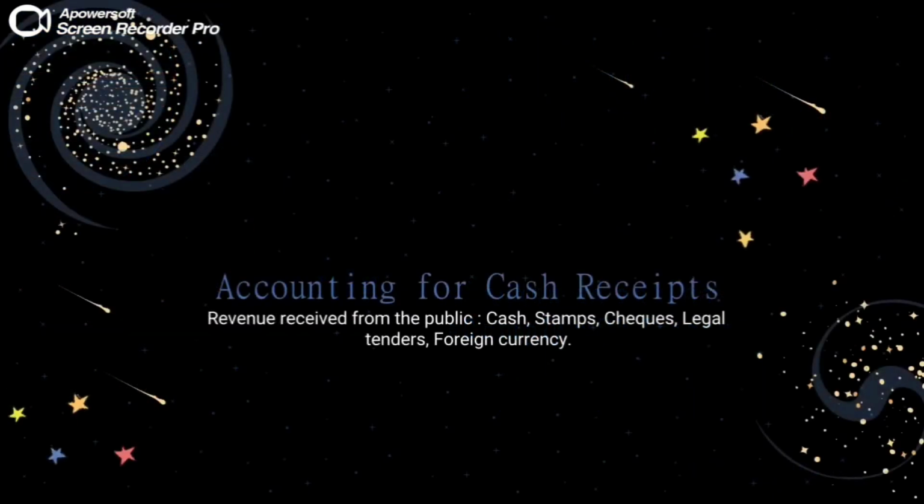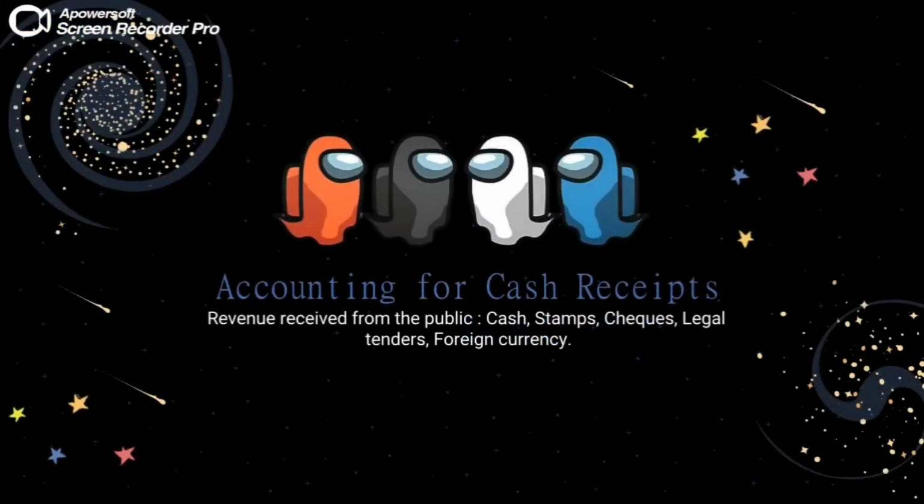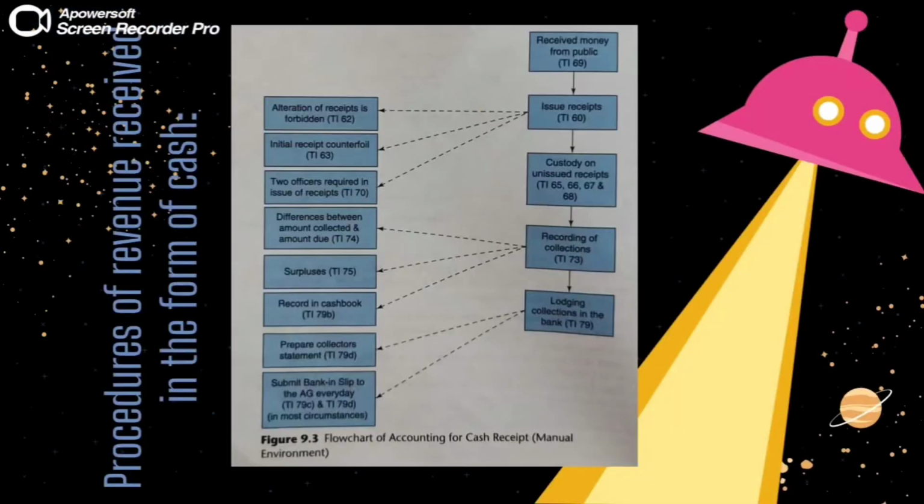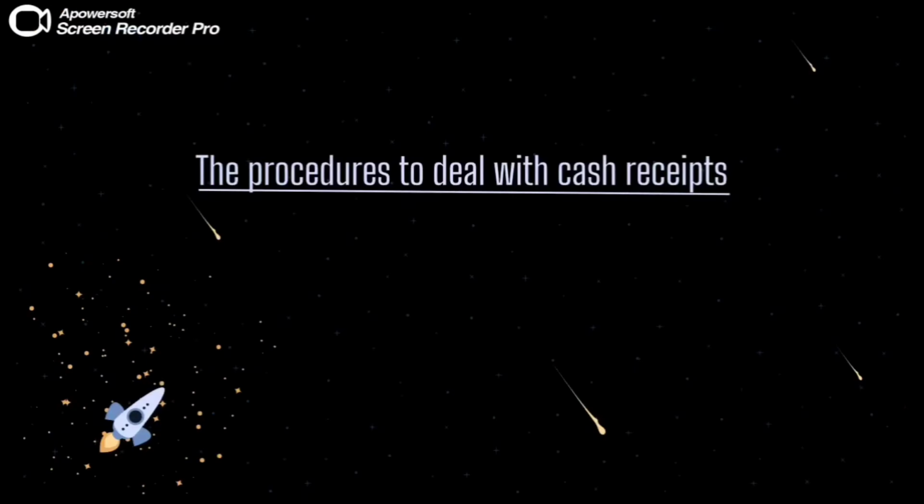Next is accounting for cash receipts. Revenue received from the public may include cash, stamps, checks, legal tender, and foreign currency. Being the most common form of revenue received in various public sector organizations, this chapter provides a detailed discussion about the procedures to deal with cash receipts. This is the flowchart process for accounting for cash receipts. There are 4 procedures to deal with cash receipts.